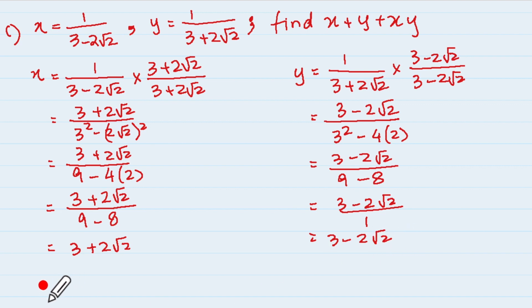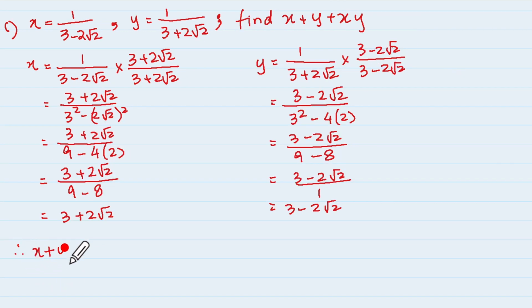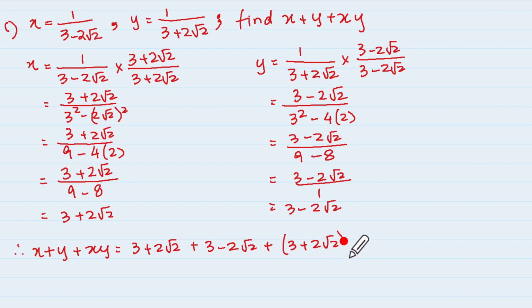Now the first part they ask you to evaluate this. So therefore x plus y plus xy will be equal to x means 3 plus 2 root 2 plus y means 3 minus 2 root 2 plus x means again 3 plus 2 root 2 and y means 3 minus 2 root 2. Agreed? Can you see what has got cancelled? 3 and 3 gives us 6 and plus. This is like a plus b, a minus b. So I'll get a squared minus b squared.